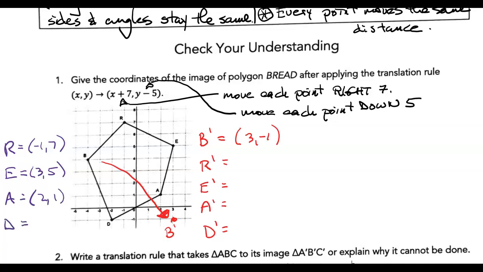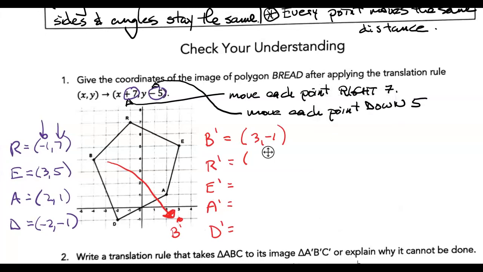And D is -2, -1. Alright, so now for all the x values here, we're going to add 7, and all the y values, we're going to subtract 5 to get our new values. Okay, so -1 plus 7, that's going to give us 6. And then 7 minus 5 is going to give us 2. So that's the new spot for R prime.